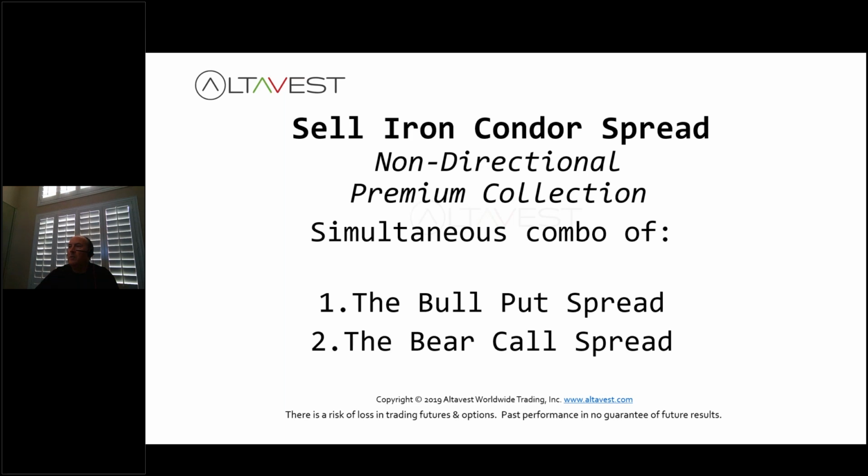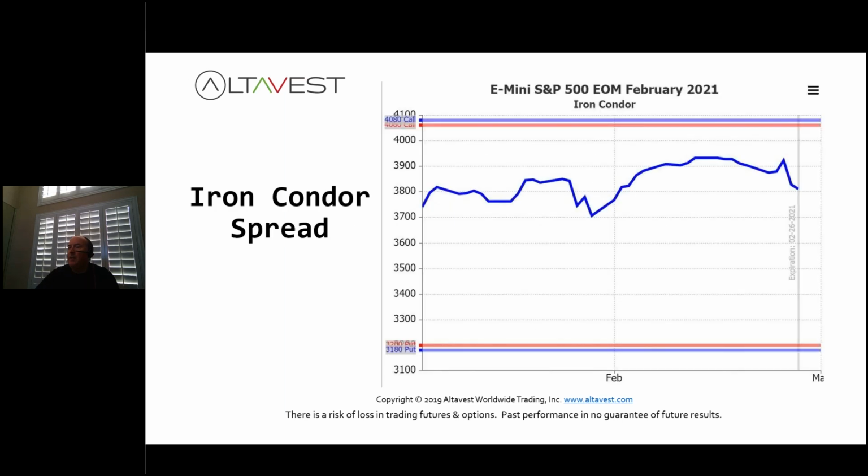Here's an iron Condor spread. It's a combination of the put and call spread we just looked at. So this is what it looks like on a graph. Quite simply, you sell an out-of-the-money call spread here above the market and an out-of-the-money put spread below the market. And you collect premium on both sides, and then you're looking for the market to stay within this range between the upper and lower boundary.